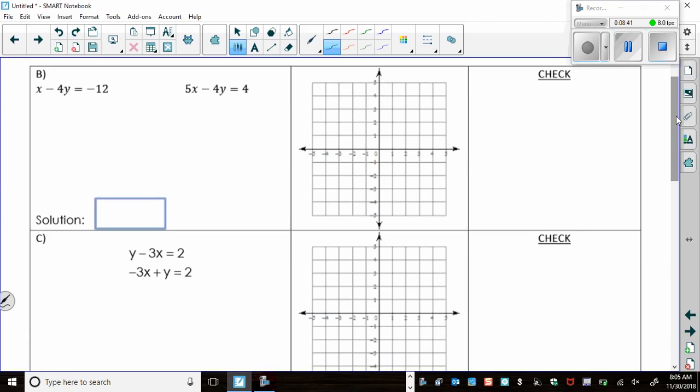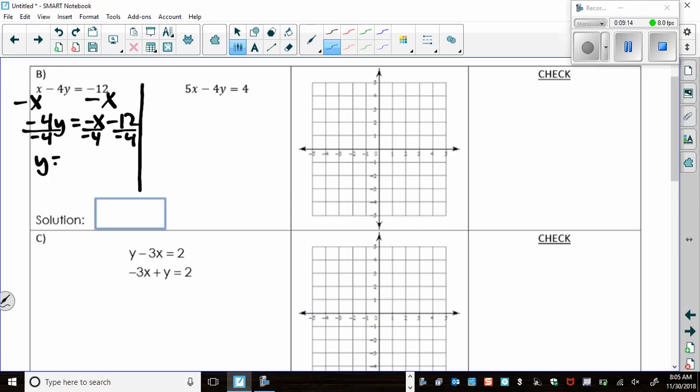Now you're going to change these equations into slope-intercept form because we cannot find the slope given the equation in standard form. So you guys know how to do this part. We've talked about this in class, so why don't you go ahead and try to do this. I'm going to subtract x from both sides. Divided by negative 4. So your equation is y equals positive 1/4 x plus 3.